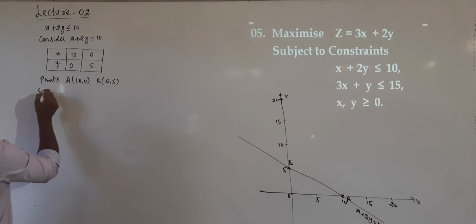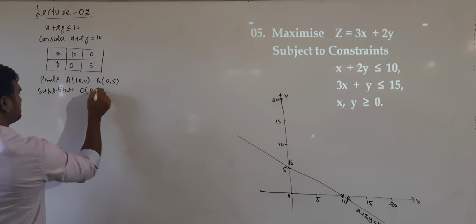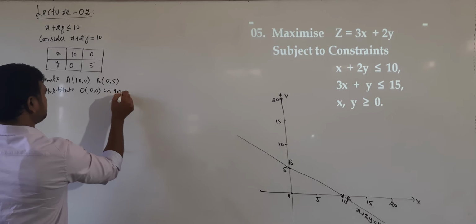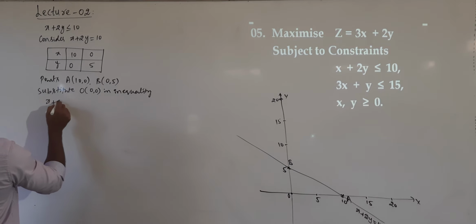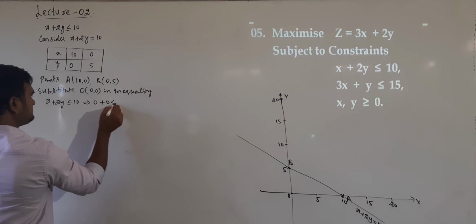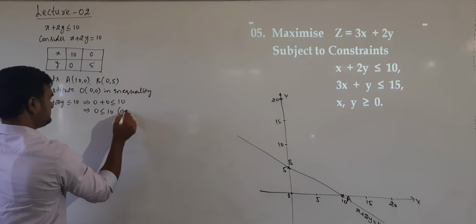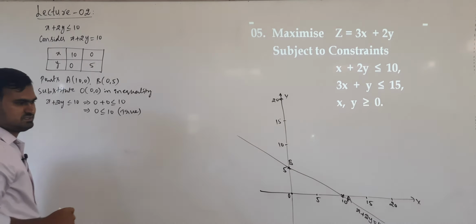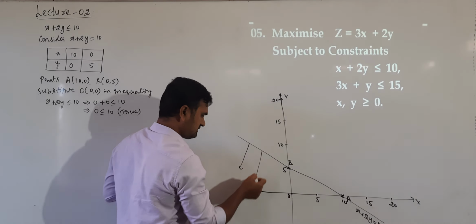So substitute the origin 0 comma 0 in the inequality x plus 2y less than or equal to 10. So 0 plus 0 less than or equal to 10. 0 less than or equal to 10 is true, which means the origin lies in the solution. Where does the origin lie? Here, below the line. So shade the region below the line.